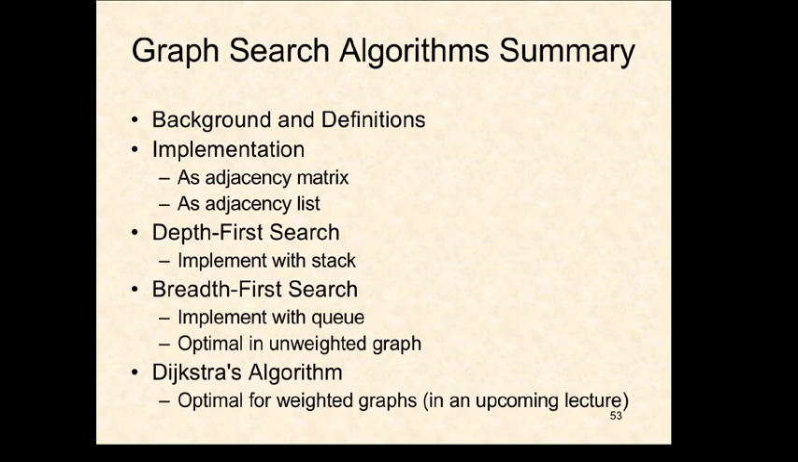And then we're basically at the end here. We've got all our background definitions, how we could implement and store a graph as an adjacency matrix or as an adjacency list, how we can do depth first and breadth first, when breadth first is best, and just an upcoming mention of Dijkstra's lecture, which we will have upcoming. And I've got the slides uploaded to Canvas for the next 3 lectures, and I'll add more in the near future.